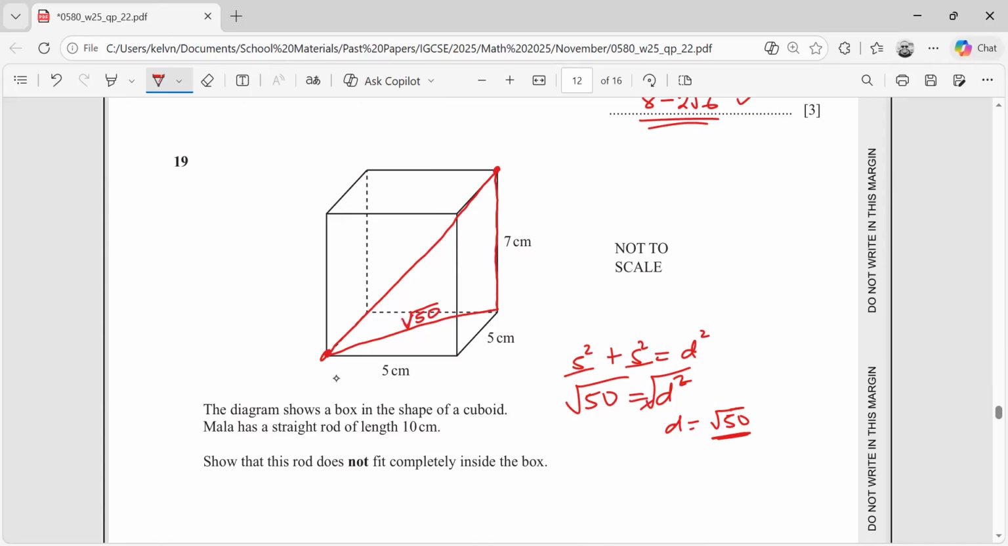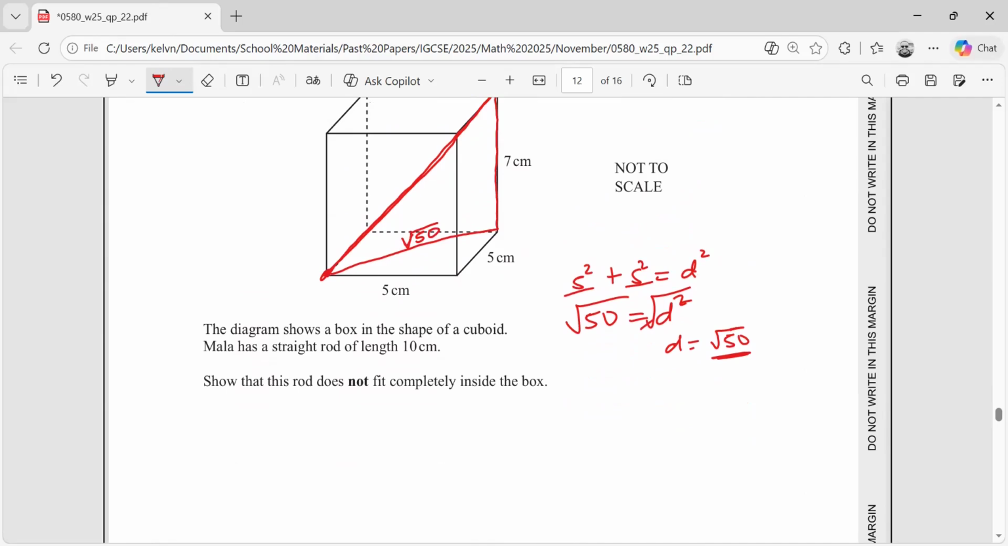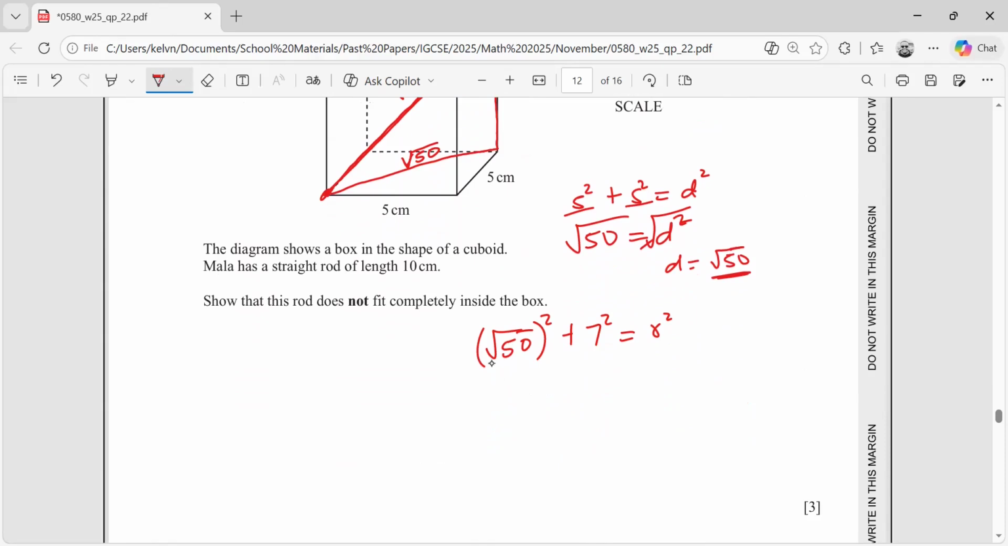Now with that, we can find this diagonal line. Let me call that R, for the rod. Now we have square root 50 squared plus 7 squared equals R squared. That is the length of the rod squared. So this can cancel to be 50 plus 7 squared, which is 49, equals R squared. And R squared is equals 99. Therefore, if we square root that, we get R, the length of the rod, is square root 99. And actually, this rod will not fit.